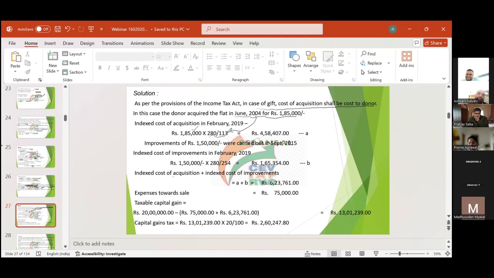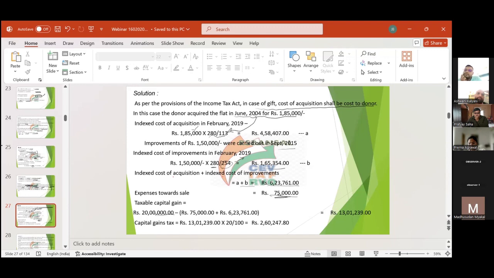Improvements were done in September 2015. You calculate its indexation: 1,50,000 multiplied by 280 divided by 254, which is the cost inflation index for 2019, which comes out to be 1,65,354. Then for the indexed cost of acquisition, you add both of them. And other expenses are given to you as 75,000.